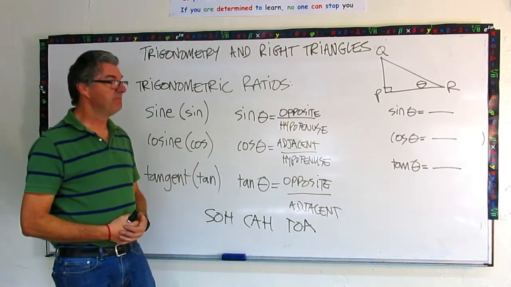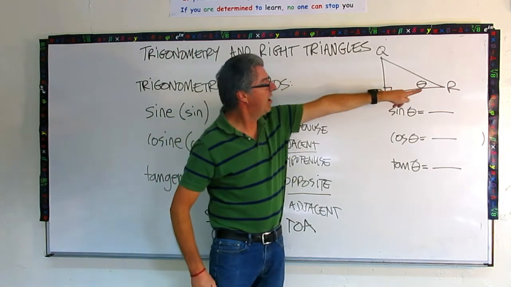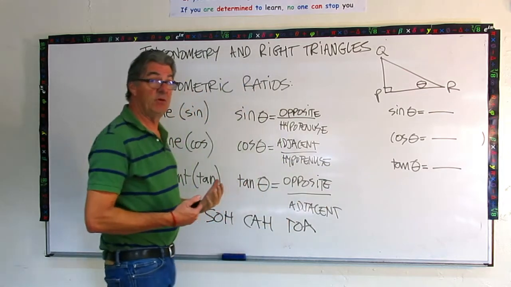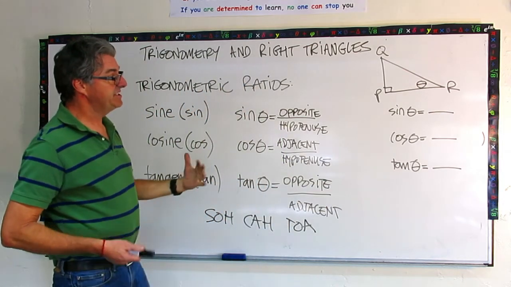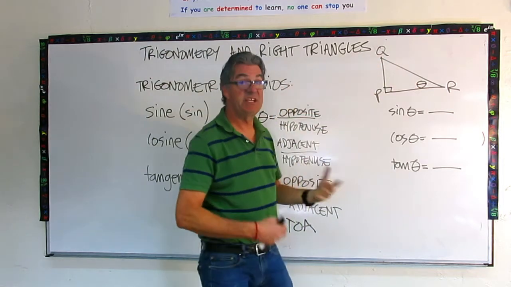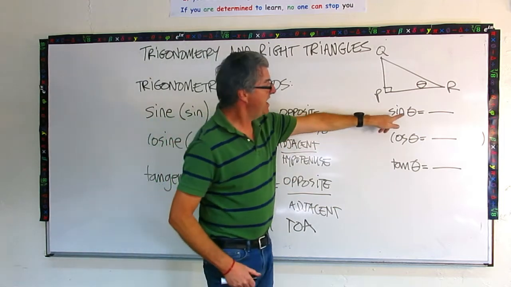Let's take a look. So I've put a little right triangle up here, triangle PQR, with a right angle at P, and theta is at R. Okay, so what we're going to do here is say what each of these ratios are using our letters to indicate which sides. So follow along closely. Sine theta.